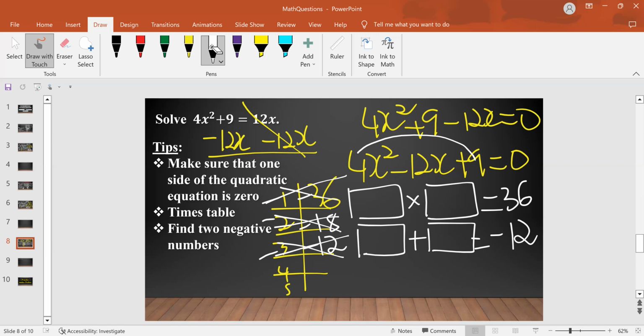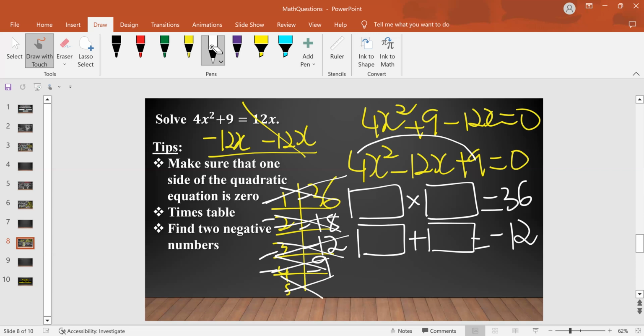We move to 4. 4 multiplied by what number gives you 36? 4 multiplied by 9. But we say that the two numbers are negative. So -9 and -4. But -4 added to -9 is what? -13, which is not the case here because here we have a -12. So it doesn't work. 5 multiplied by what number gives you 36? No, doesn't work. So we need to move to 6.